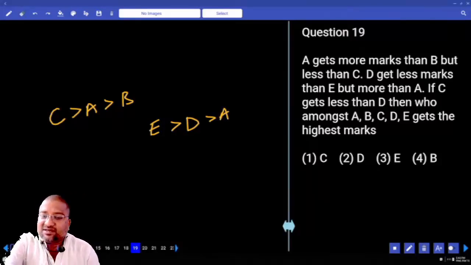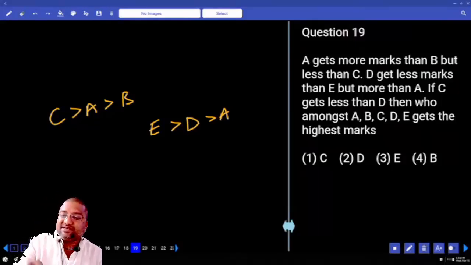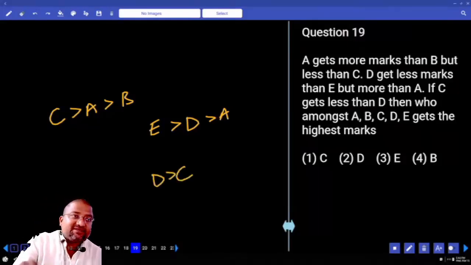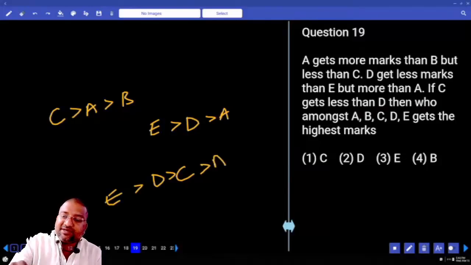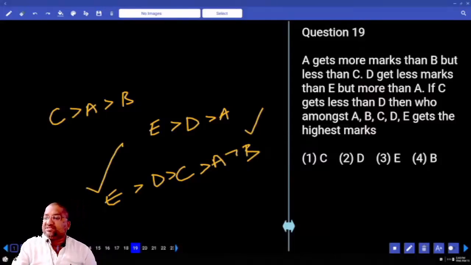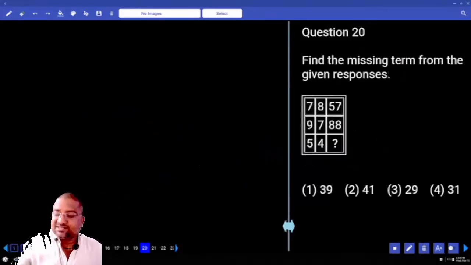If C got less marks than, let's say, C gets less marks than D. Less than D is C. So obviously before E is D. C, then A, then B. Who is the highest? E. Who is the least? B. Because information is given to us only about 5 people. Done? Any guesses?